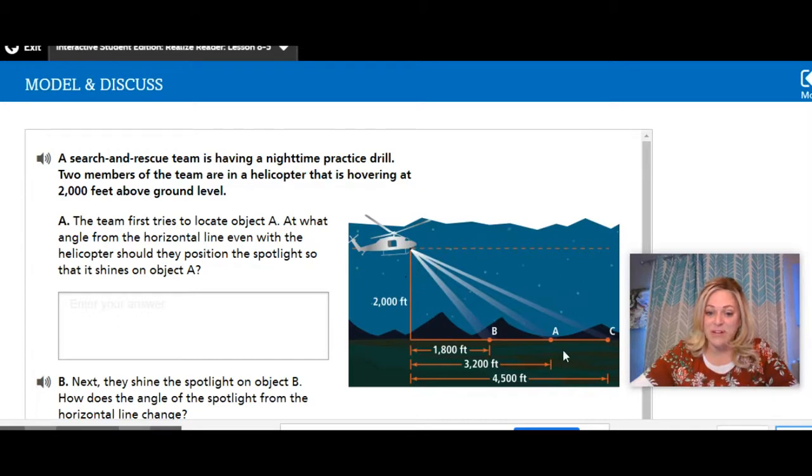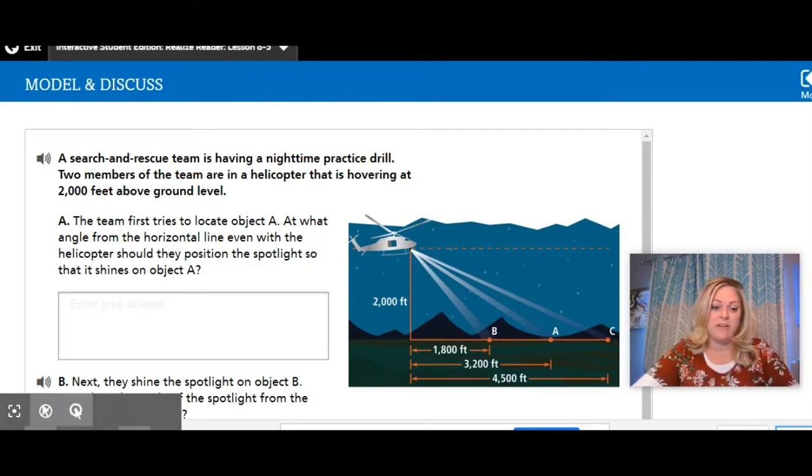This is a right triangle. We have the base of the triangle and the height of the triangle, that 2,000, to point A, but we're looking for this angle that's not even part of the triangle. So you might want to think that out. Because this is a right triangle, from here to A is what we're looking for. We'll just call it X.